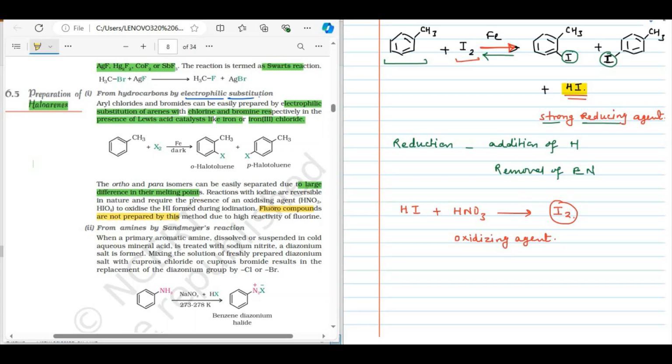Now let's read from the book. Fluoro compounds are not prepared by this method due to high reactivity of fluorine. Fluorine is more reactive than other halogens. That's why fluoro compounds cannot be prepared by this method.